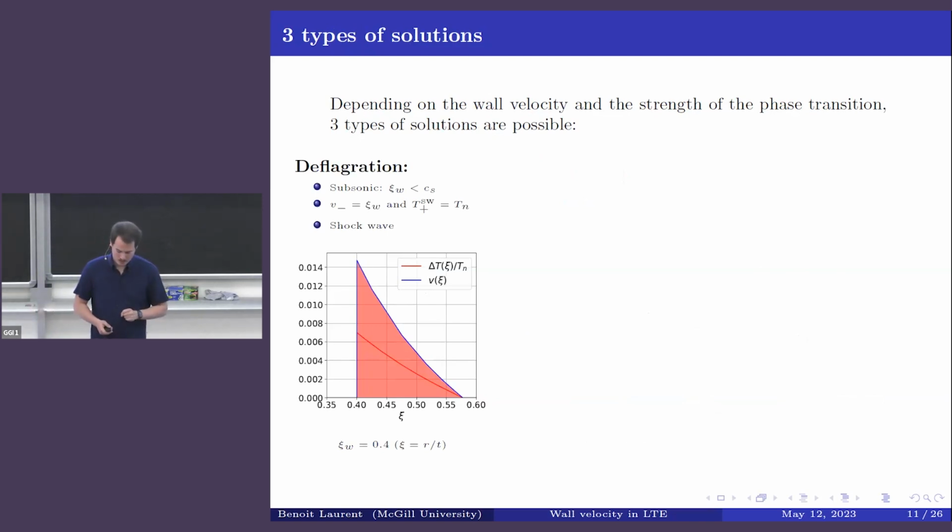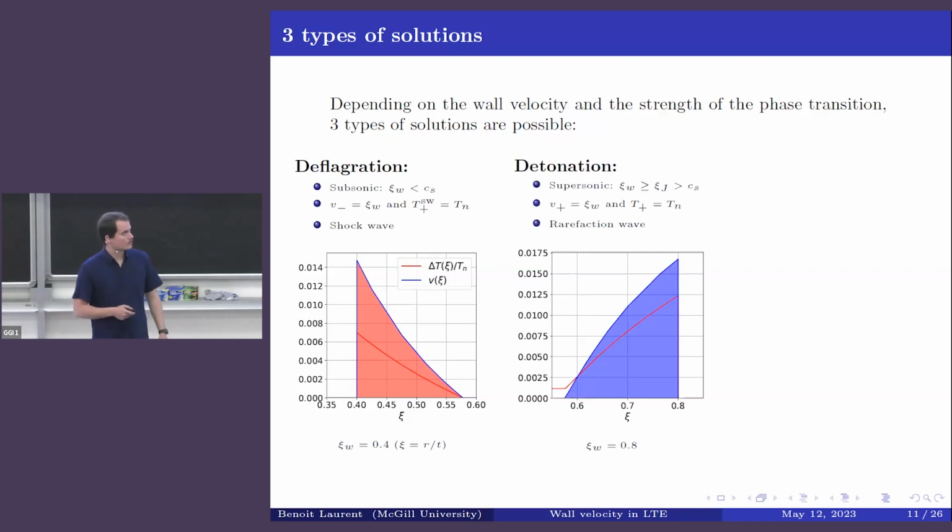The first one is a deflagration. This is a subsonic solution. Simply, this means that the wall velocity is smaller than the speed of sound. And for this solution, the plasma behind the wall will be at rest. And in front of it, there will be a shock wave propagating from the wall, which is here, at the speed of sound, essentially. Or there could be a shock front after the speed of sound.